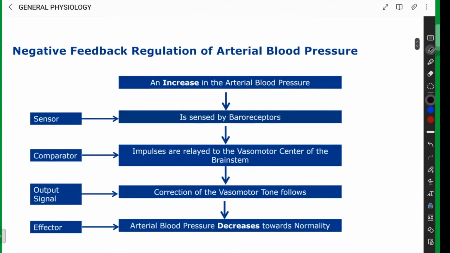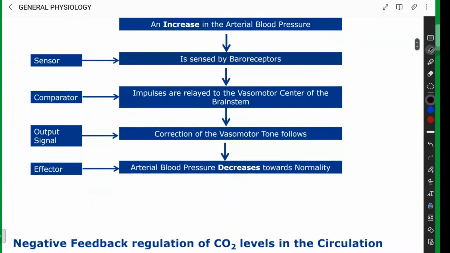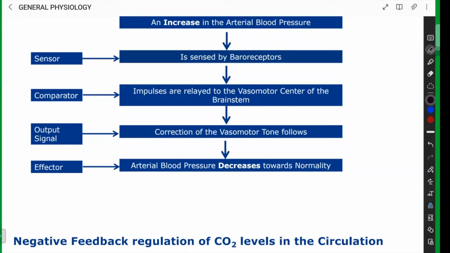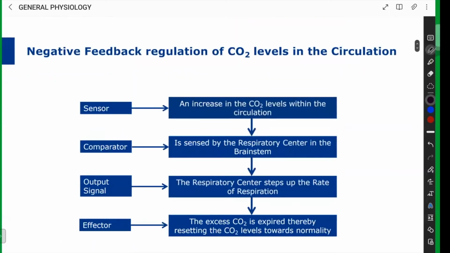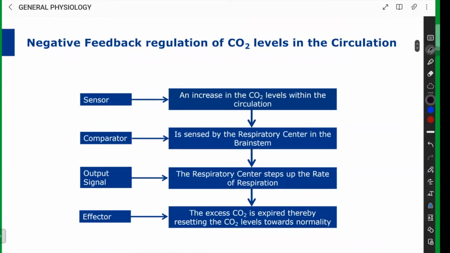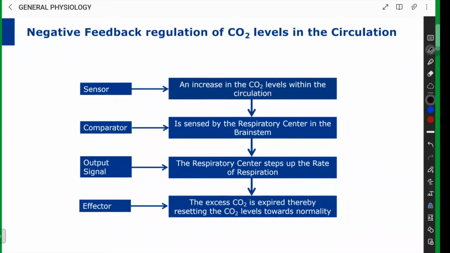So whenever there is an increase in arterial blood pressure, it is going to be seen by the baroreceptors, and impulses are relayed to the vasomotor center. There is going to be correction of vasomotor tone, and arterial blood pressure is going to decrease. Similarly, when there is an increase in carbon dioxide level in the circulation, it is sensed by your respiratory center, which steps up the rate of respiration. Excess CO2 is expired. Therefore, there is resetting of your carbon dioxide level towards normality.